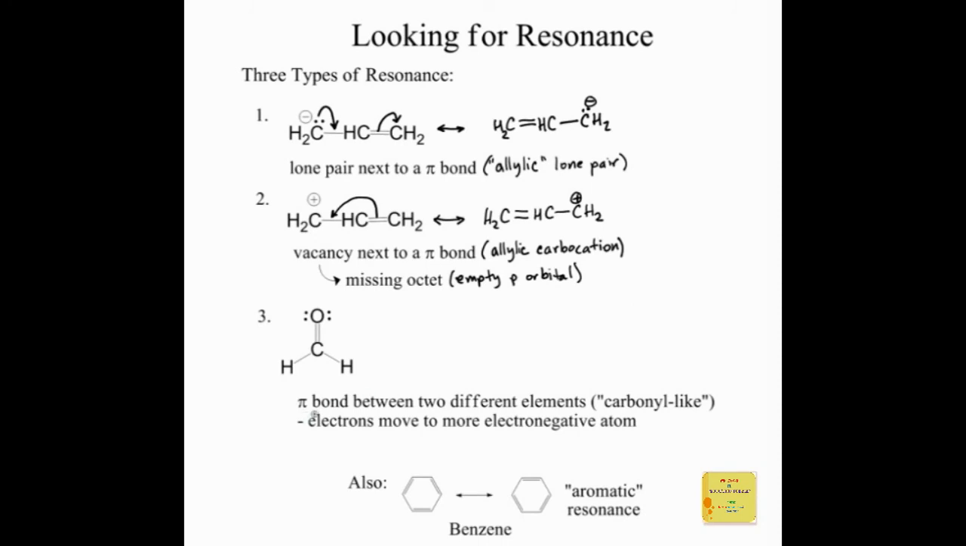And one last thing to look for is having a pi bond between two different atoms, such as in a carbonyl. We call this carbonyl-like resonance. It's called a carbonyl when you have a CO double bond. Every time we have something that looks like a carbonyl, we're going to pick up that pi bond. The electrons are going to move to the more electronegative atom. So we can pick up these two electrons and move them up to oxygen.